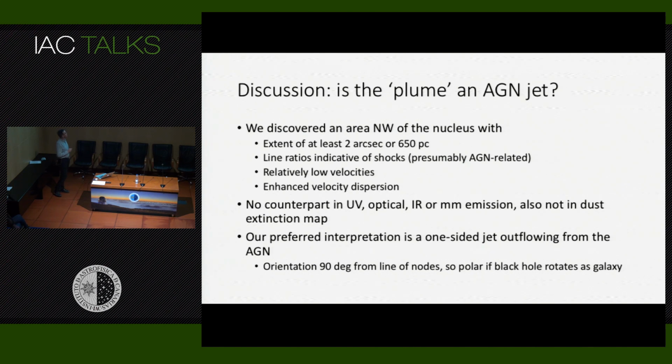So on the basis of all of that, we say that our preferred interpretation is a one-sided jet outflowing from the AGN that goes in that direction. The orientation is 90 degrees from the line of nodes, as we know from the velocity field. And that's interesting because if you speculate that the black hole rotates in the same way as the galaxy, then you'd have polar outflow, which you could have, but this is an assumption that we make. But we think we discovered this AGN jet, a one-sided jet.